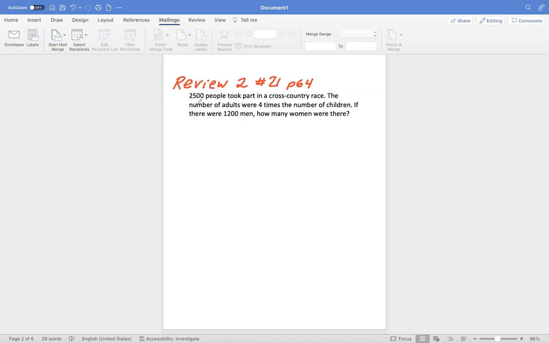Let's read it first, and it's good to read it out loud so you can hear yourself read this. So I'm going to read it out loud. 2,500 people took part in a cross-country race. I'm going to underline as I go and notice the important parts. The number of adults were 4 times the number of children. The number of adults were 4 times the number of children. It's okay to read each sentence twice. If there were 1,200 men, how many women were there?